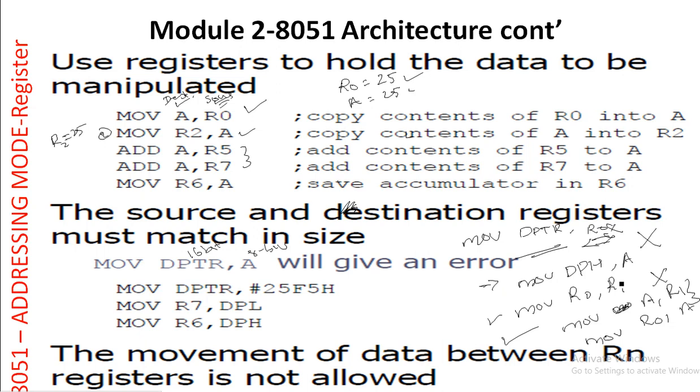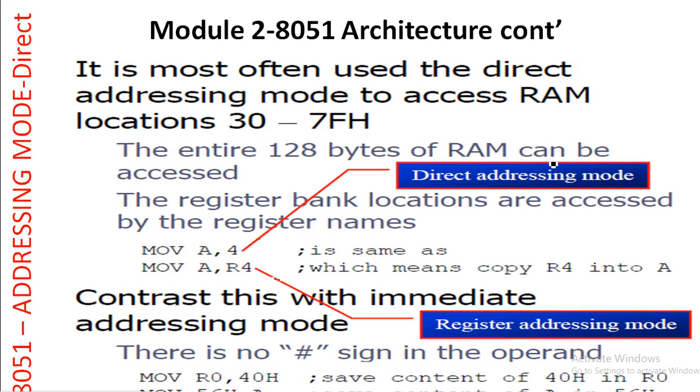Okay, this is an important point. Many of the students will use move R0, R1 or R7, R7 while working with some program in our lab. Such an operation of transferring data between registers is not supported in the 8051 microcontroller.